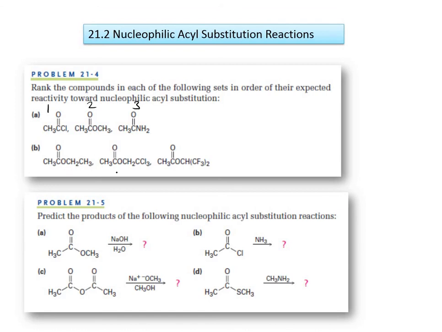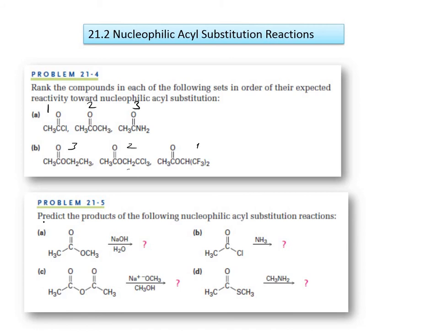Let's look at here. We have ester, ester, and ester. This ester has 3 chlorines. This ester has 6 fluorines. So basically, when you have electron withdrawing groups, they will polarize the carbon more, and it's going to be much more reactive. So we can conclude that this molecule having 6 electronegative fluorine atoms is going to be the most reactive. This one is second, and this is third, least reactive.